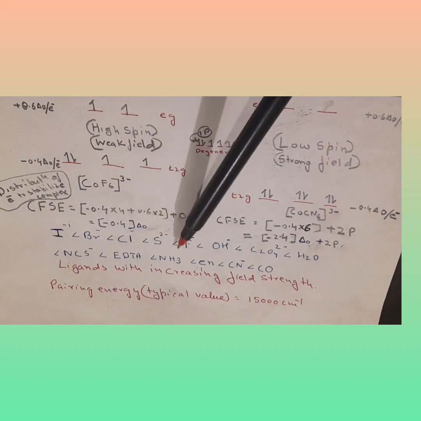So these are all strong field ligands and these are all weak field ligands. Now let's check out examples one by one. So let's take cobalt fluoride. Fluoride belongs to the relatively weak field ligands.